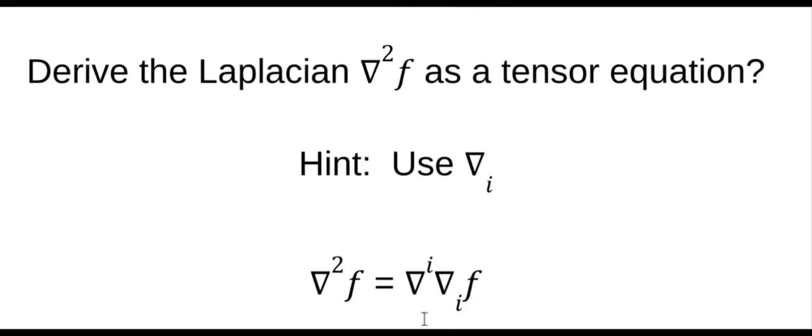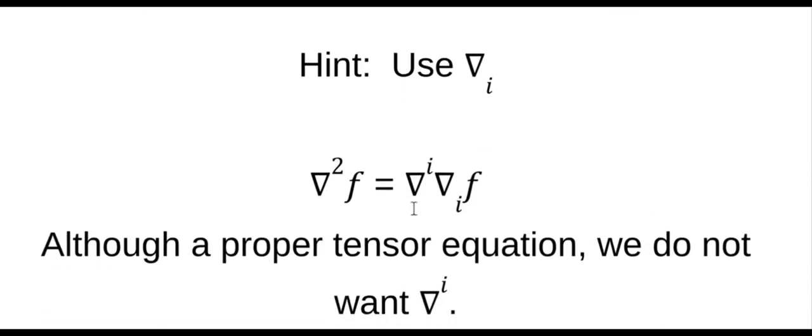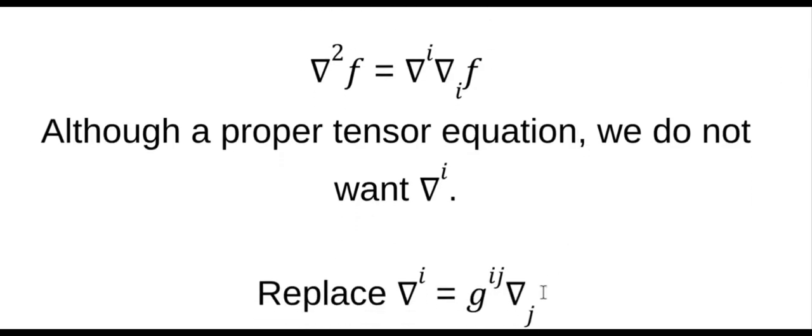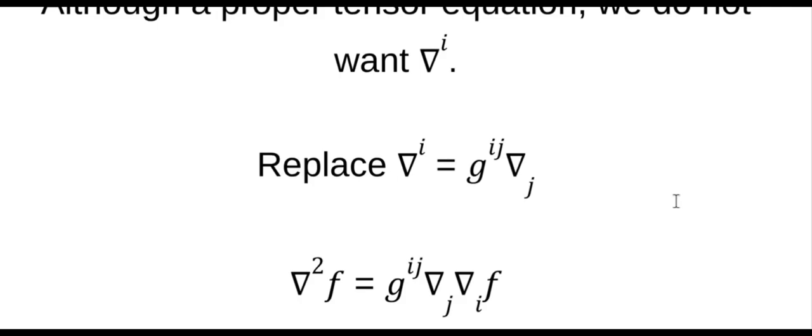So this is a proper tensor equation, except we don't want this contravariant derivative. We don't know what that is. And we've already learned how to replace that, right? By taking the components of the metric tensor times the covariant derivative is equal to the same thing. So the j gets absorbed, the i slides over. So we want to put that right back in there, okay? And we get this. Now, what do we want to do?